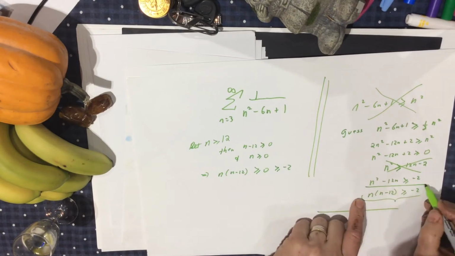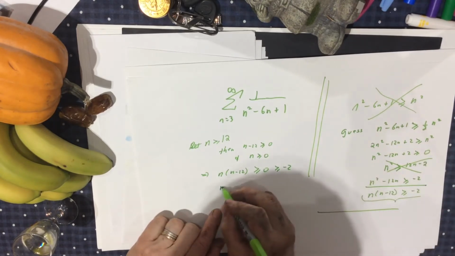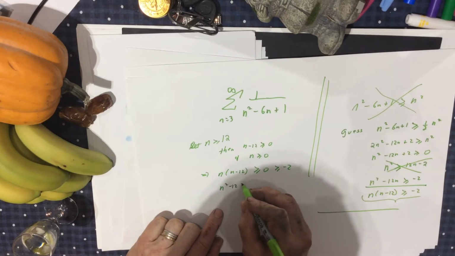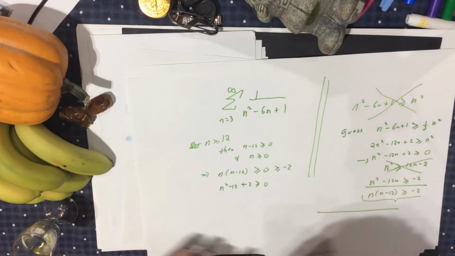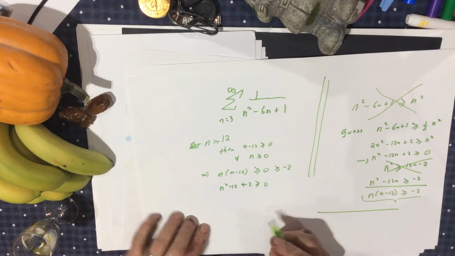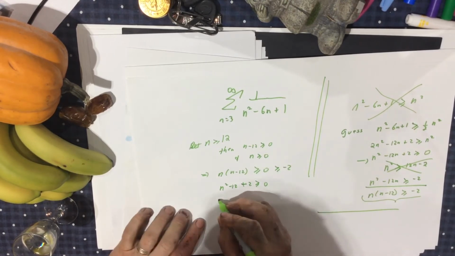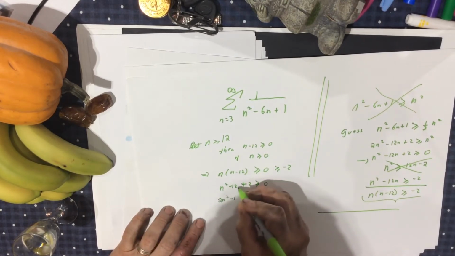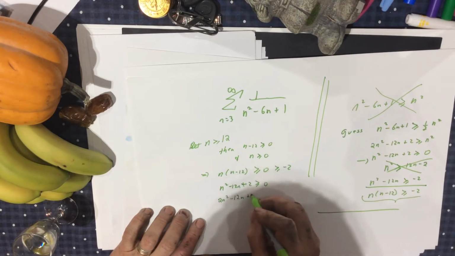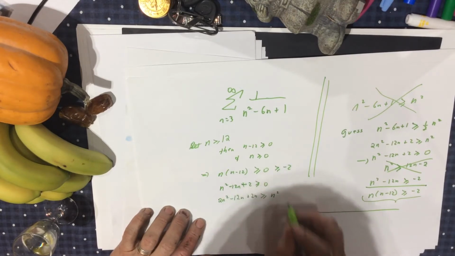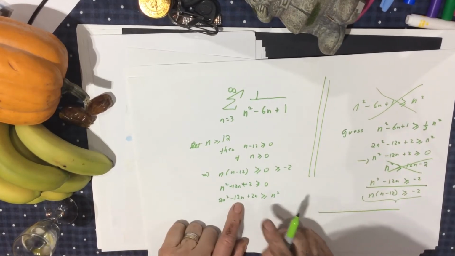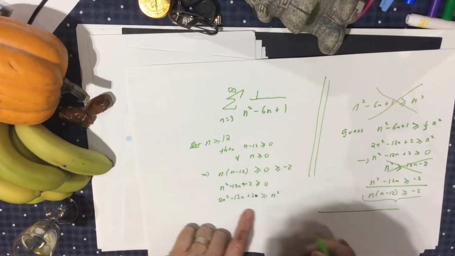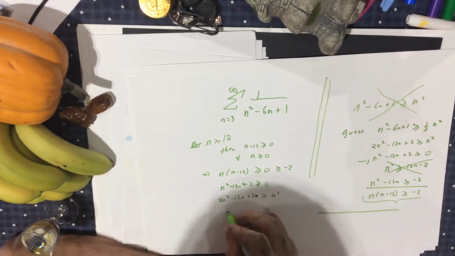And I've just arrived here. So that says that n squared minus 12n plus 2 is bigger than or equal to 0, and I've arrived here, and now I can add n squared to both sides. And I've just reached here, and now I'll divide both sides. Oops. Divide both sides by 2.